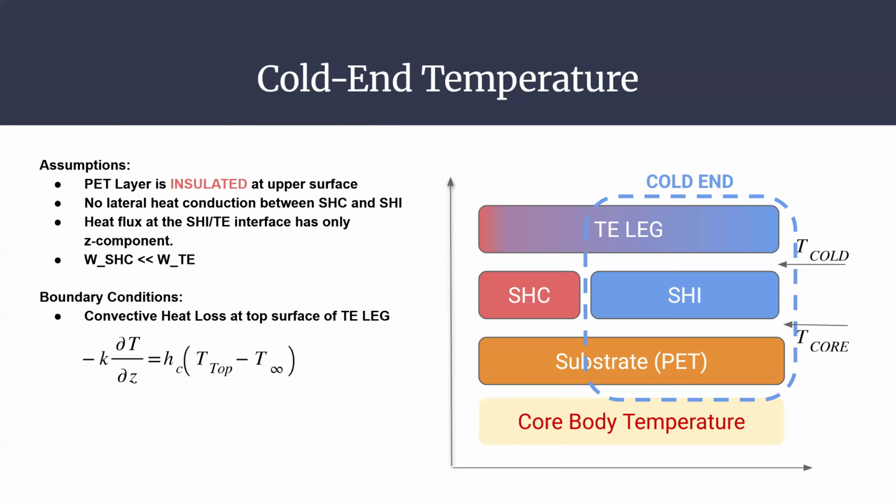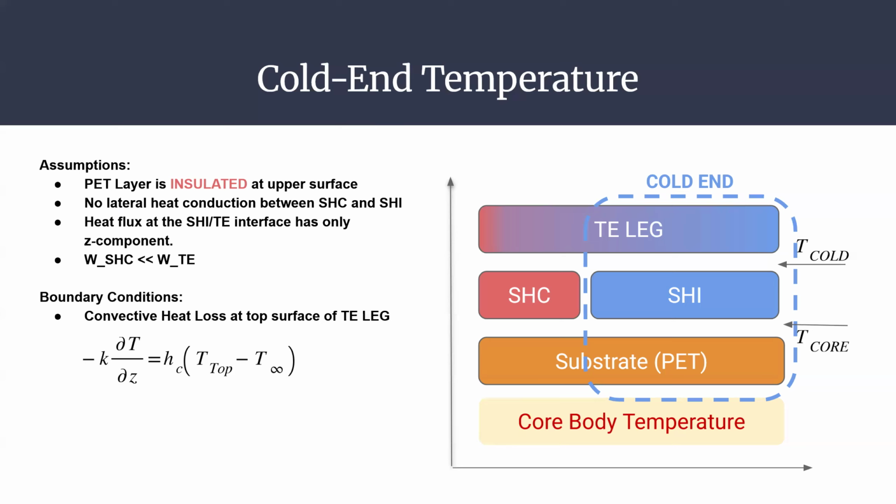Therefore, in any localized area in that TE leg that is reasonably far away from the hot end, we will see a very consistent or near zero temperature gradient across the z-axis. Therefore, that gives us the justification to assume a z-only heat flux at the interface between the SHI and TE.